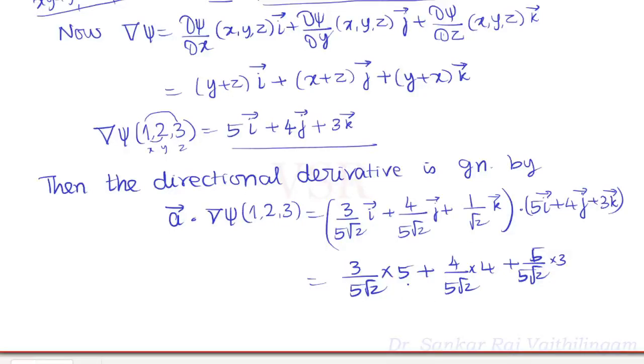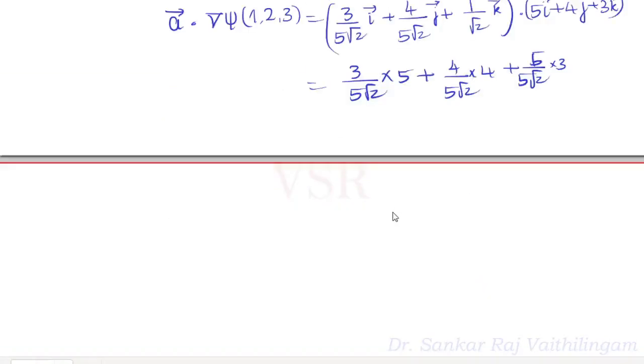So let us see what the answer is. 1 divided by 5 root 2 is common, and the remainder is 15 plus 16 plus 15, which is 46. So this is equal to 46 divided by 5 root 2. So this is an answer.